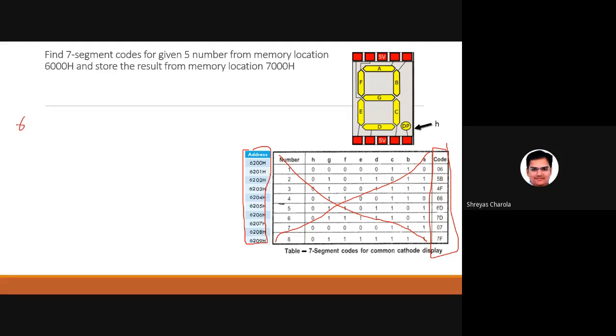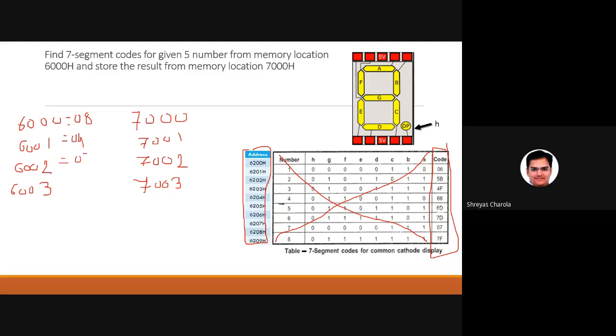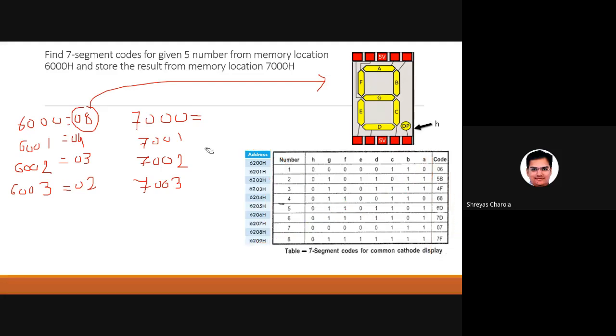Let's suppose consider the addresses 6000, 6001, 6002, 6003. I have 7000, 7001, 7002, and 7003. On these, I have the data 08, 04, 03, 02. I want to display this on a 7 segment. But for that, what should be the hexadecimal value? So for 08, you will find the hexadecimal value from the lookup table. What is the value for 08? Tell me.